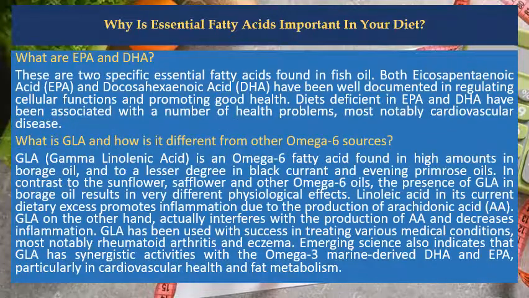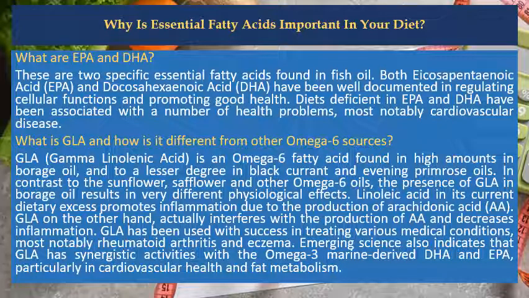What are EPA and DHA? These are two specific essential fatty acids found in fish oil. Both eicosapentaenoic acid, EPA, and docosahexaenoic acid, DHA, have been well documented in regulating cellular functions and promoting good health. Diets deficient in EPA and DHA have been associated with a number of health problems, most notably cardiovascular disease.